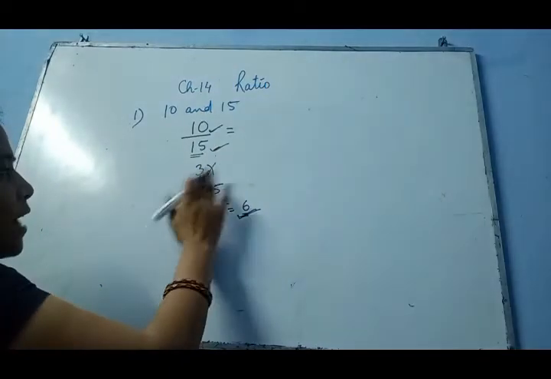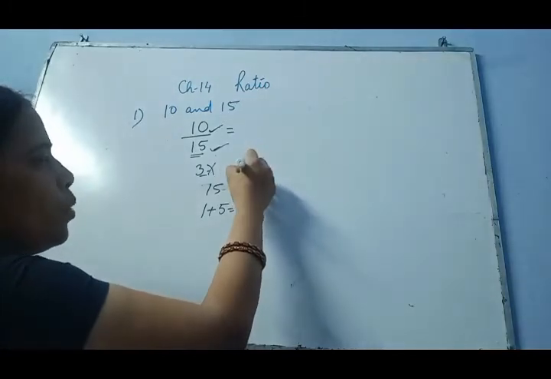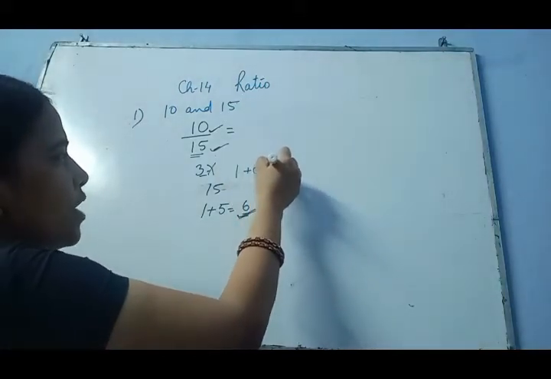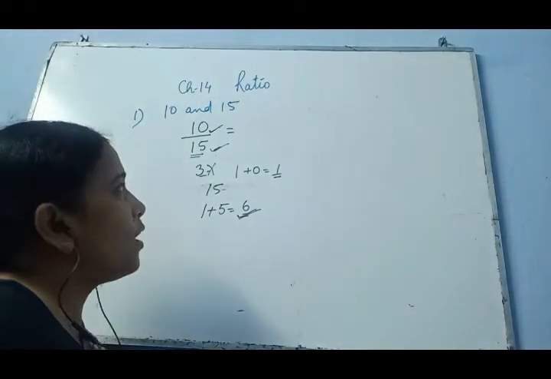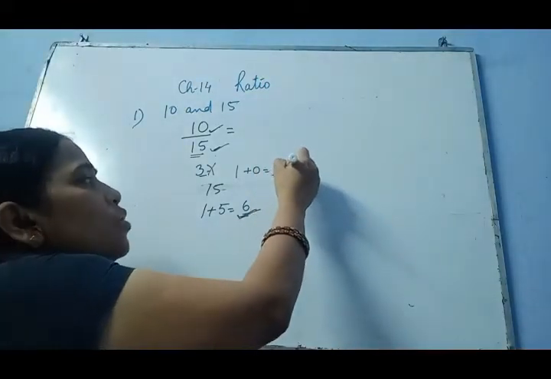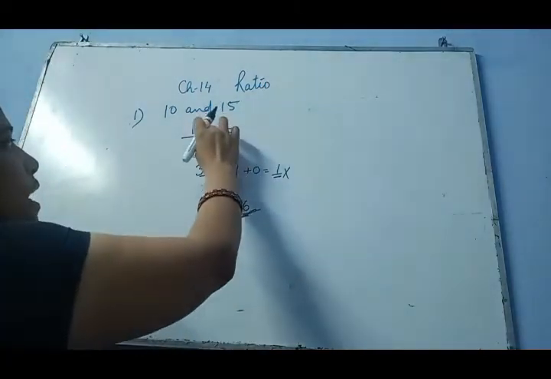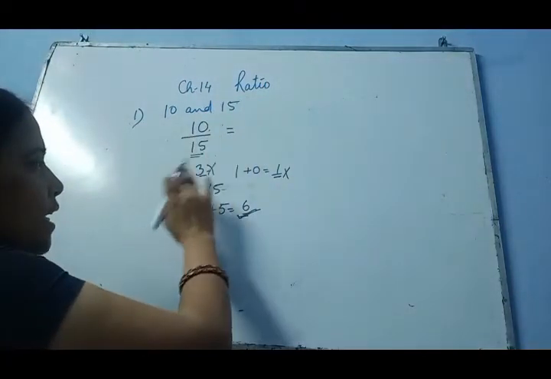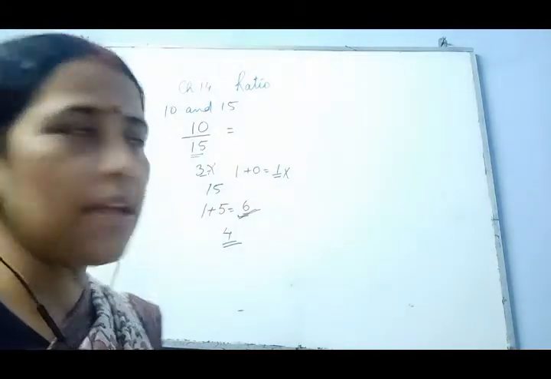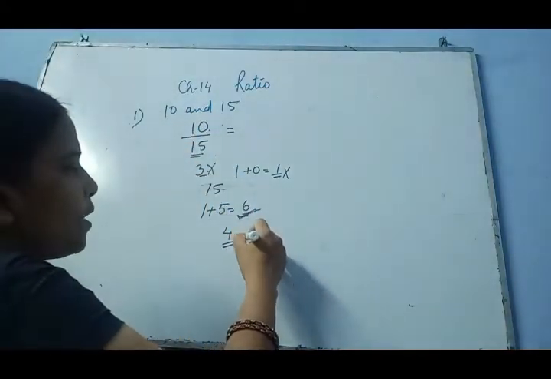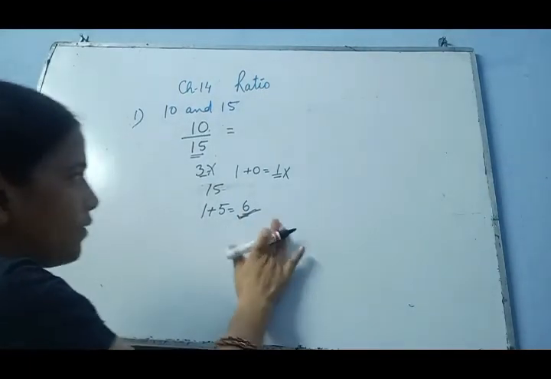But how can we say that 10 is not divisible by 3? Because when I added 1 plus 0, I got 1, and 1 does not come in the table of 3. So 10 is not divisible by 3. Now with 4, are these two divisible or not? No, they are not divisible by 4, because 10 does not come in the table of 4, and 15 also does not come in the table of 4.